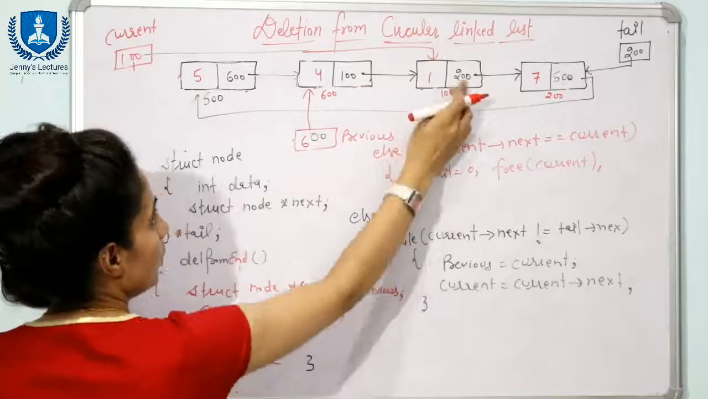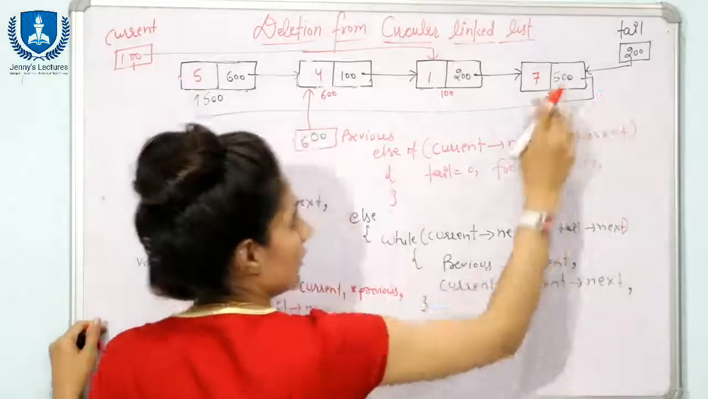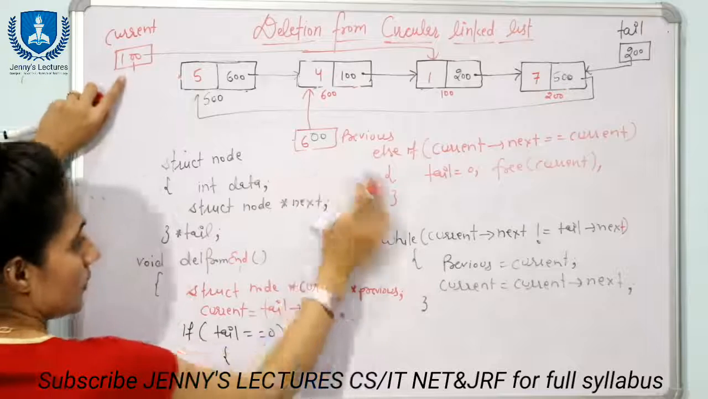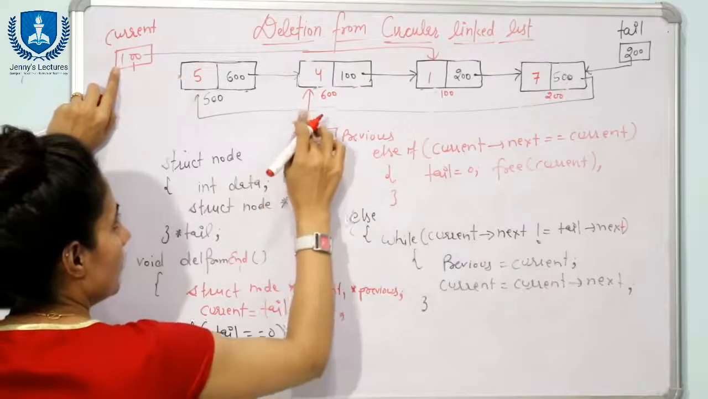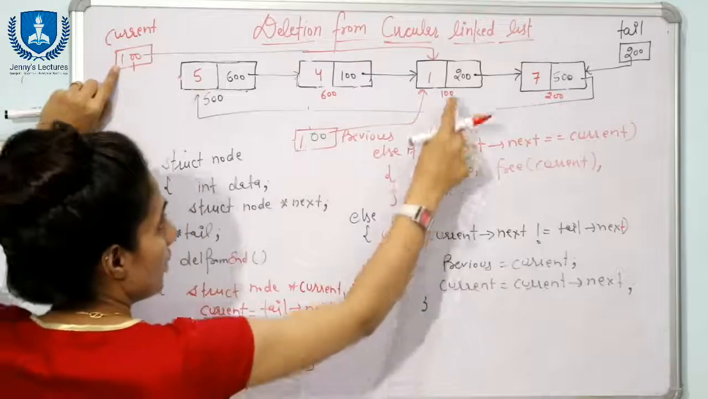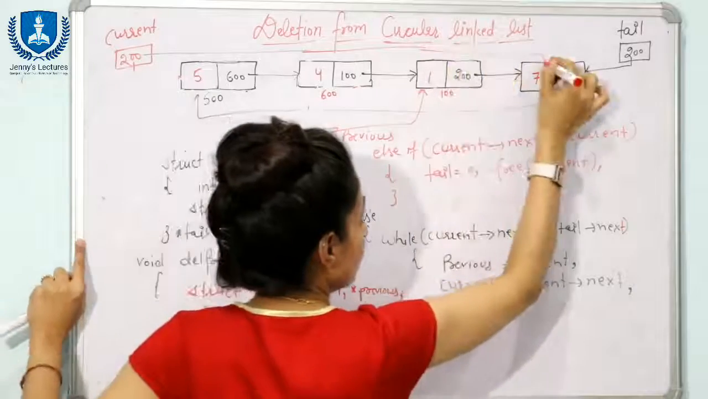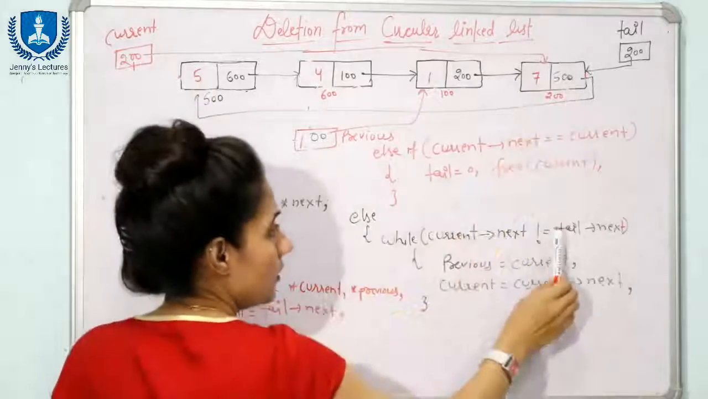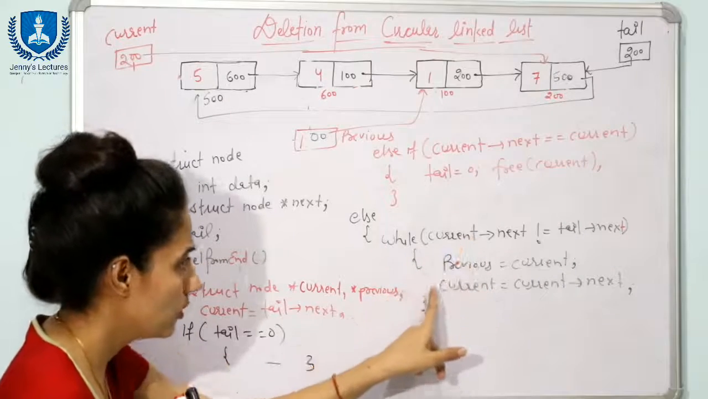Again check current of next, which is 200. 200 is not equal to tail next, right? Tail next is 500. Yes, the condition is true. So we are again entering this loop. Previous is equal to current 100. In current we have 100, so now previous is pointing to this node, and now we will move this current. Current is equal to current next. In current next we have 200, so here we will store 200. So now current would be pointing to this node. Now check the condition. Current of next is now 500, and tail of next is also 500. So this condition is not true, and we are not going to enter this while loop.